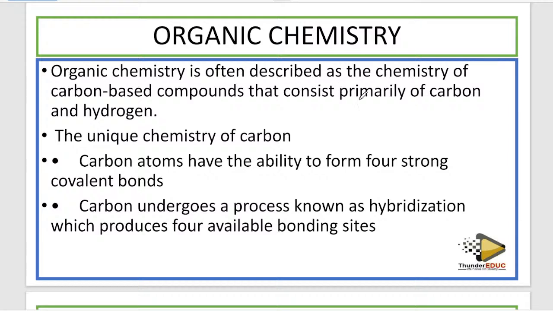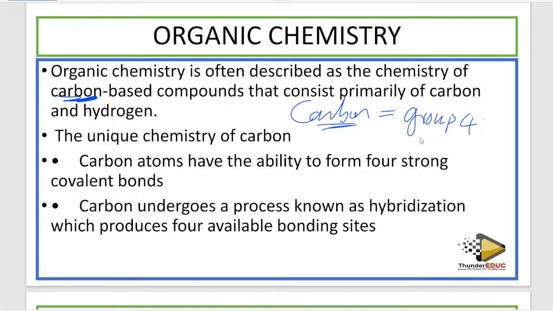Organic chemistry is often described as the chemistry of carbon. Actually, what you're going to be dealing with here is basically carbon. And then you need to know where carbon is found on the periodic table. Carbon is found in group 4. Group 4. What does it mean?